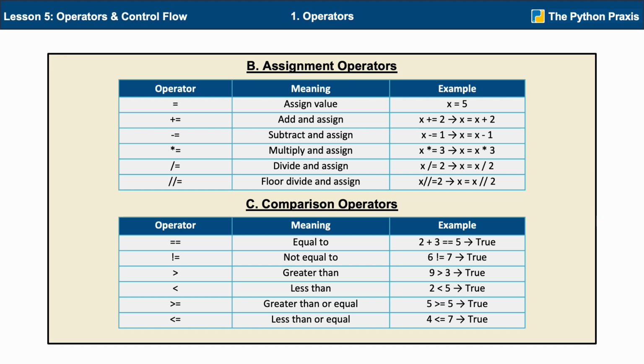Here are some more examples for the use of these comparison operators. 9 greater than 3 gives true, 2 less than 5 is also true, 5 is greater than or equal to 5 is also true, and 4 is less than or equal to 7 returns true as well. Simple, but extremely powerful when combined with conditions.